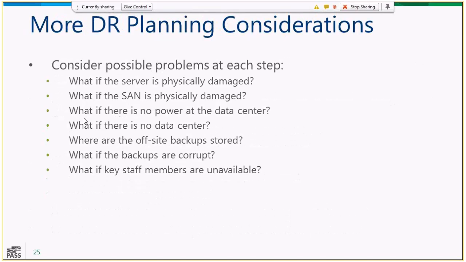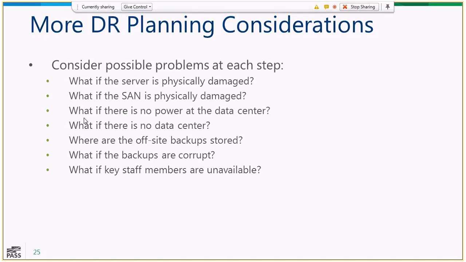So other things to think about when you're doing DR planning: what problems might you run into as you're going through your DR scenario? What if the server was damaged by water or fire? What are you going to do? Do you have some spare servers? If you want to order a new server from Dell, can you get it in 4 hours or 4 weeks? Can you rent a server? What if the SAN has been physically damaged? What would you do? What if there's no power at the data center? Do you have some backup generators of your own besides what the data center has?